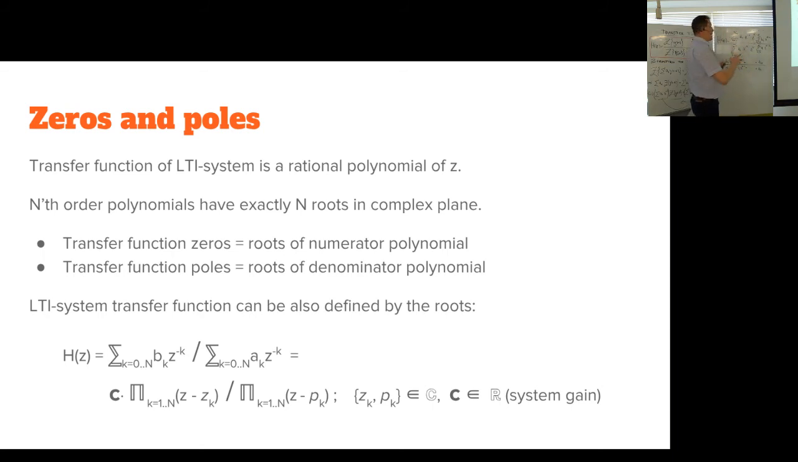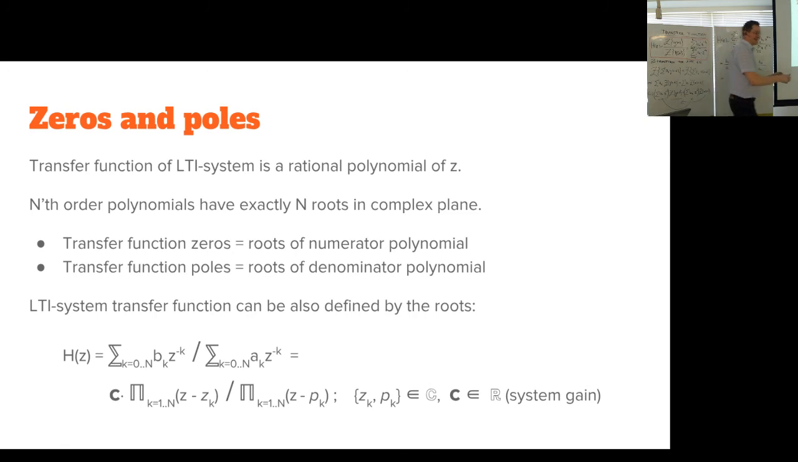So we have a rational polynomial. This is a polynomial of z, and that's also a polynomial of z. Nth degree polynomial. Fundamental high school math says how many special points, zeros, we have for this kind of polynomial equation. Just mark it at zero. And those are the roots. Remember.